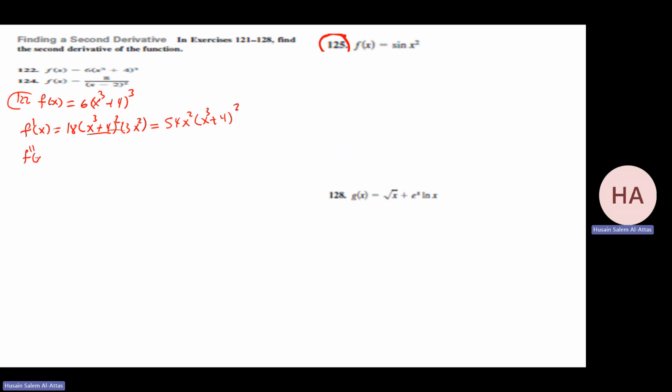What will be the second derivative? I have the product rule now. Derivative of the first, which is 2 times 54, 108x, times x cubed plus 4 squared.